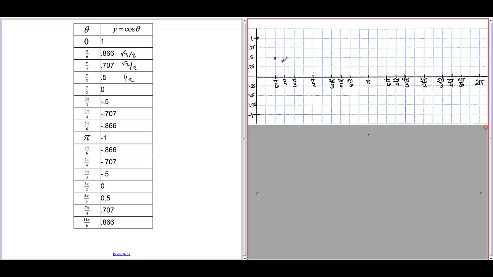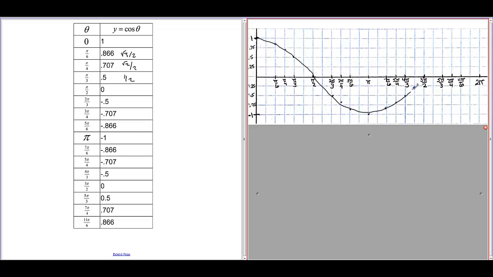Cosine starts at 1, not at 0 like sine does. Then we have 0.86, 0.7, 0.5, and then we're back down to 0 at pi over 2. Then we go negative 0.5, negative 0.7, negative 0.86, back down to negative 1. And then we're going to go back towards the x-axis in the same manner. There's the 0.5, and we're back to 0 at 3 pi over 2.